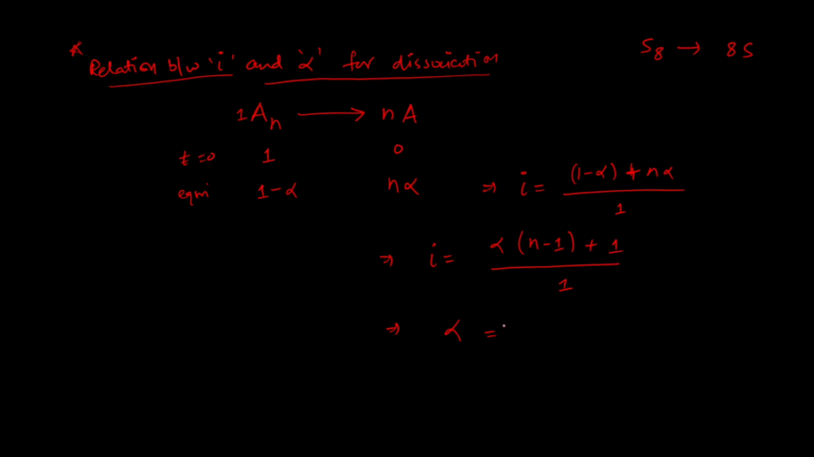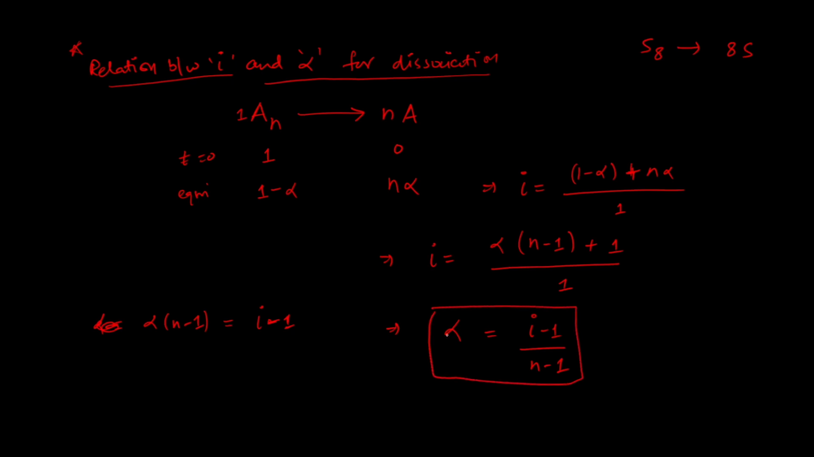or I can directly write for alpha, but before this I can write one more expression to simplify it. Alpha into n minus 1 would be i minus 1. So from here I can write alpha is equal to i minus 1 upon n minus 1. And that is the relation you need to know.